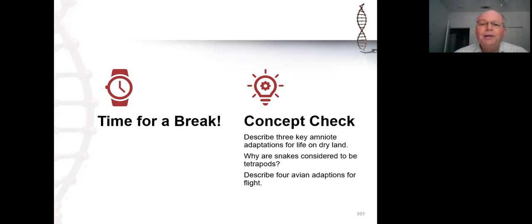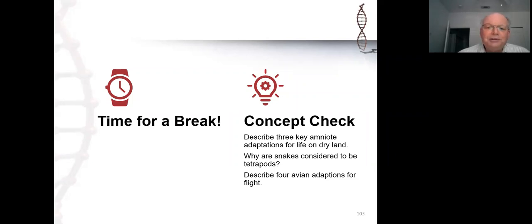So describe three key amniote adaptations for life on dry land. Well, the first is obviously the amniotic egg, which allows for reproduction in the absence of water by maintaining a fluid environment inside the amniotic sac to allow for embryological development. Second could be a water impervious skin to prevent drying out. And a third that you could throw in there is the use of the rib cage for inflating the body cavity so that you can inflate the lungs to breathe more effectively and more efficiently. Those would be three good adaptations that you could list there.